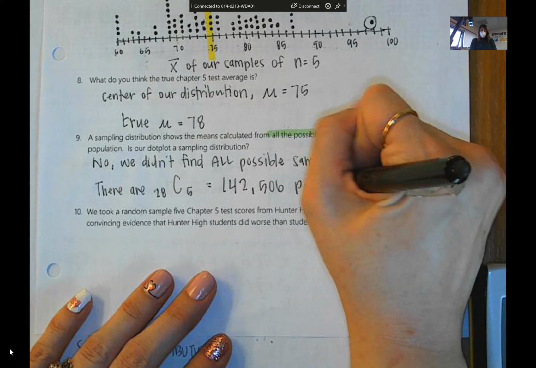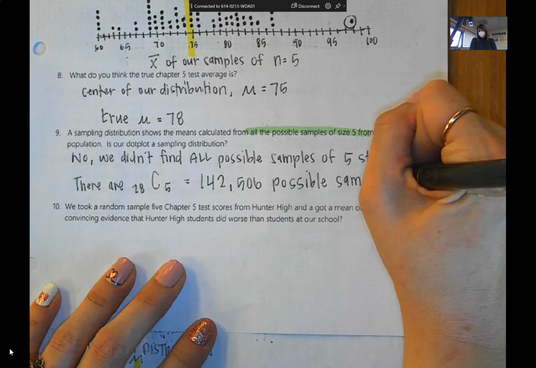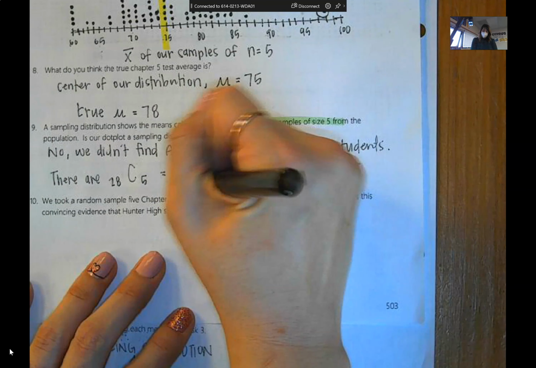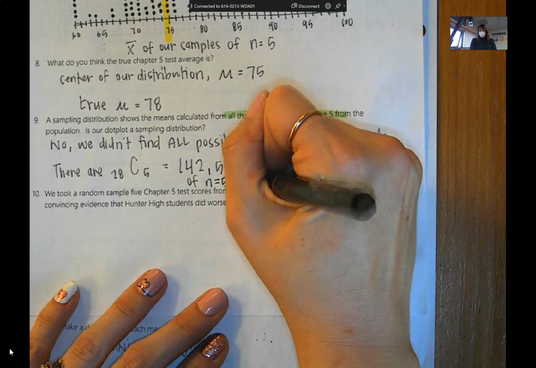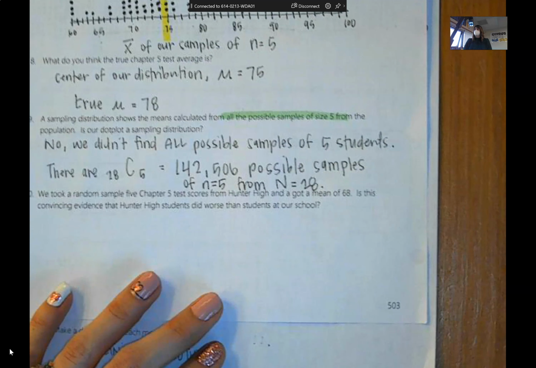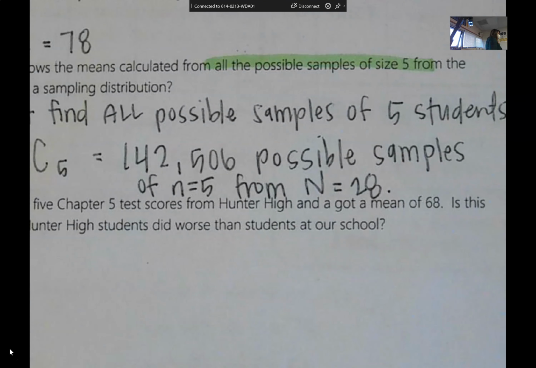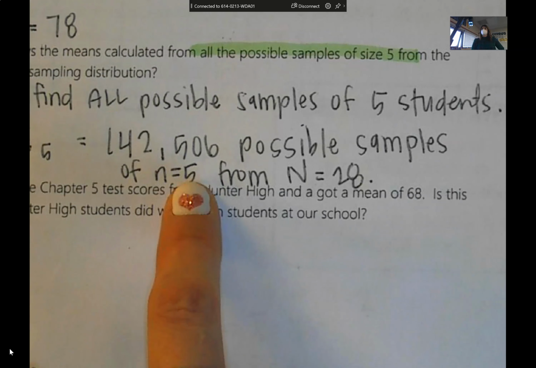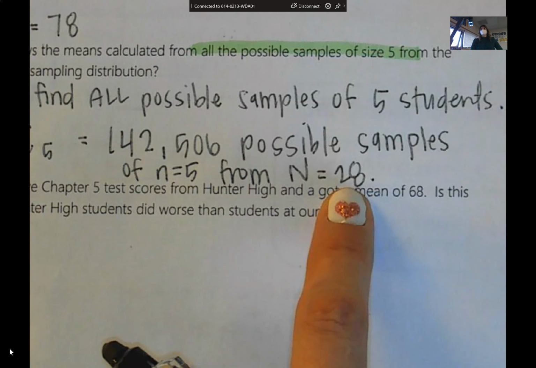And what you find is that there are 142,506 possible samples of n equals 5 from a population where n equals 28. If that notation confuses you, you're okay, because that's not the heart of this lesson. It's shorthand for saying I took a sample of 5 from 28 possible options in the population.